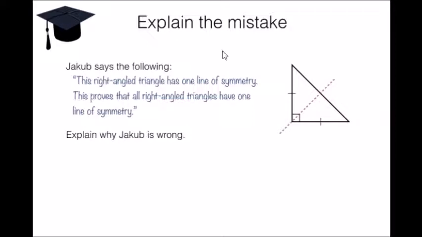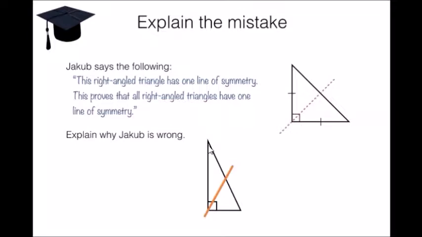Okay, so if you want to know why Jakob is wrong, the easiest thing to do is to draw another right angle triangle that's not isosceles like this. And you can see if we try to draw a line of symmetry down here, then the angle either side is different. The side length here is different to the side length here. And we've proved that is not a line of symmetry.